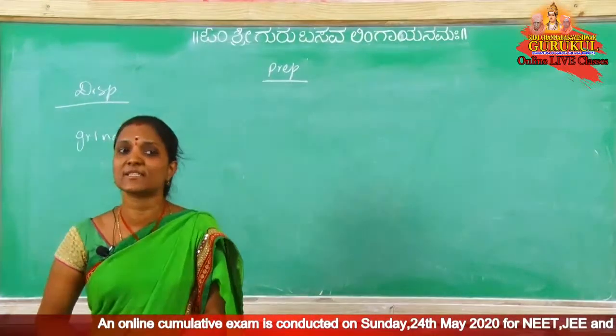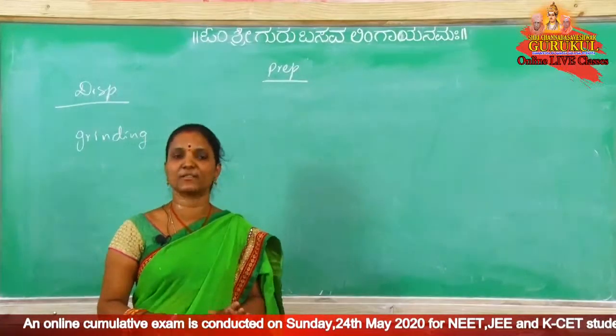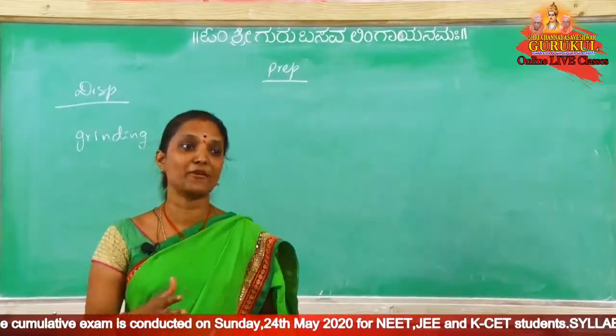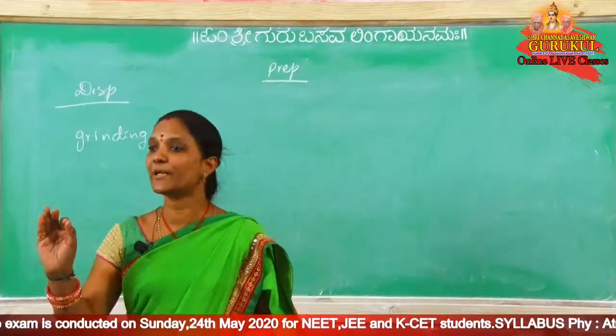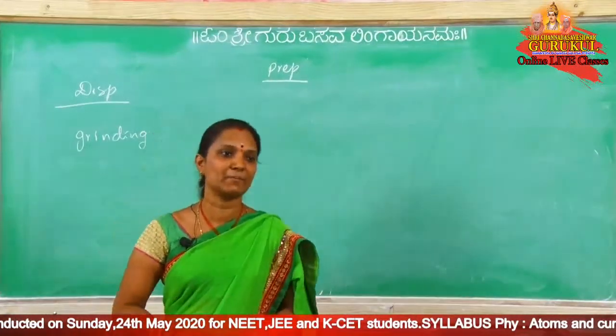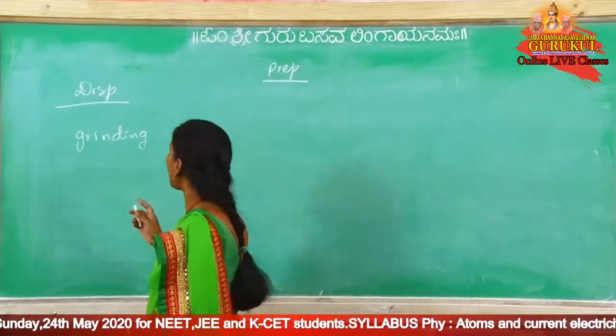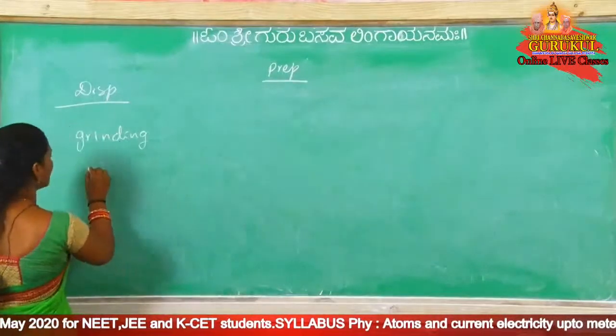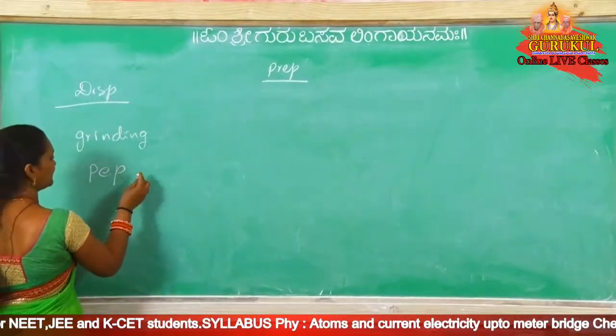Which is prepared by this grinding process? A common example is a graphite colloidal solution, nothing but printing ink. Printing ink is prepared by using the grinding process. And the second process, this is the important process, that is peptization.